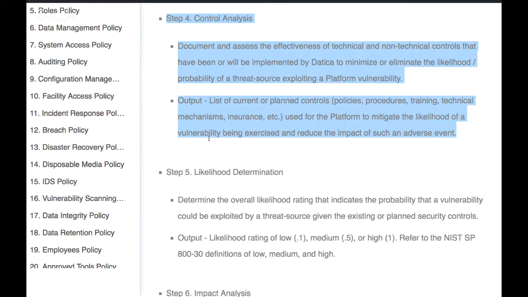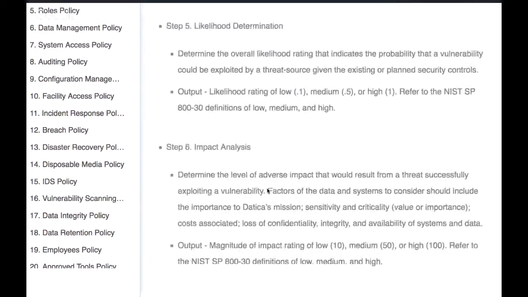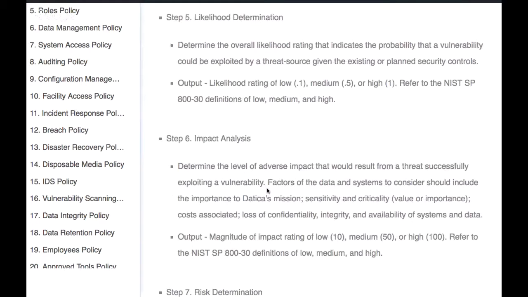Okay. So list of current or planned controls, policies, procedures, training, technical mechanisms, insurance, etc. used for the platform to mitigate the likelihood of a vulnerability being exercised and reduce the impact of such an adverse event. Step 5. Likelihood determination. Determine the overall likelihood rating that indicates the probability that a vulnerability could be exploited by a threat source given the existing or planned security controls.